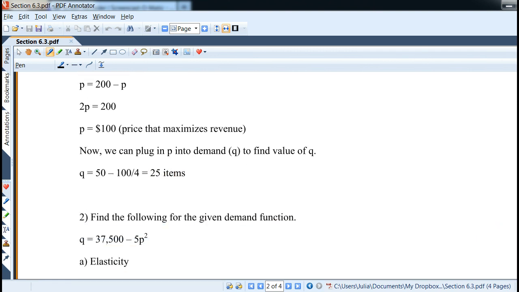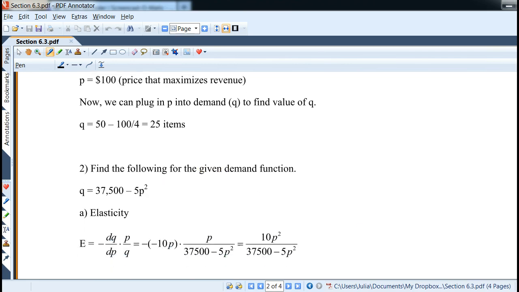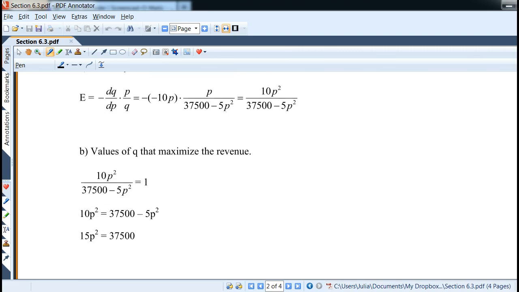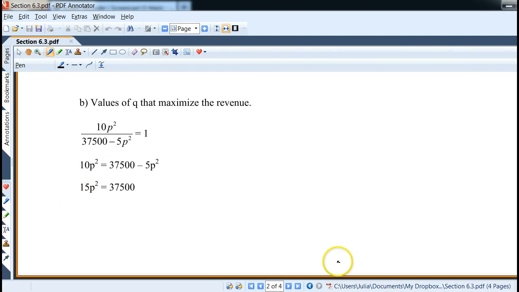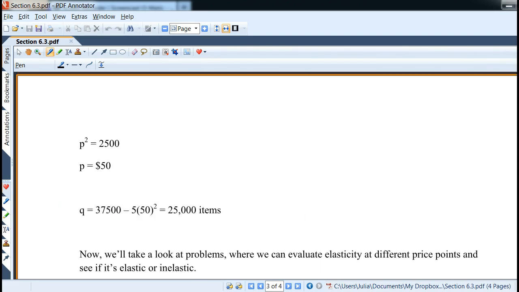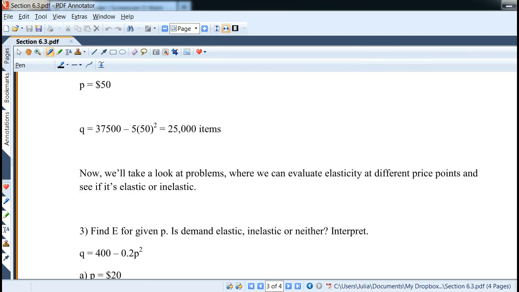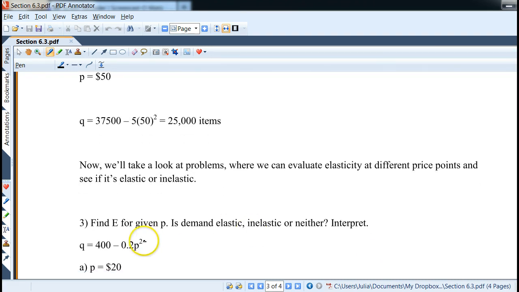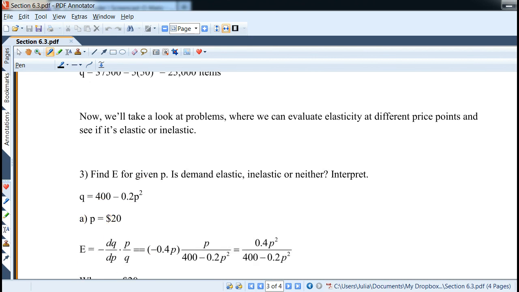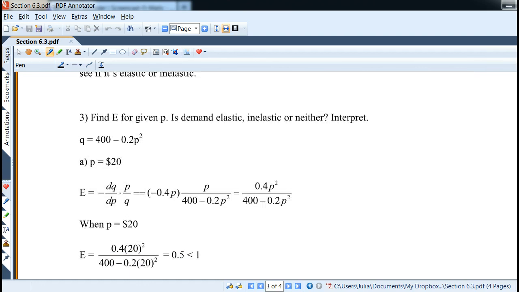Okay, this is the second equation, which follows the same exact idea. Notice how you may have P squared, so you may have to take the square root to solve for P. Generally, it follows the same idea. Now, another situation is where you calculate elasticity and plug in certain price points. So we have this next situation where the quantity is 400 minus 0.2 P squared. Calculate the elasticity and then plug in certain P, for example, P equals $20.